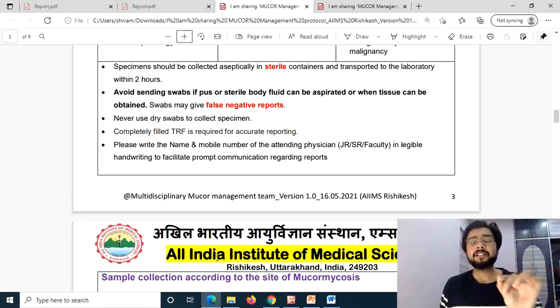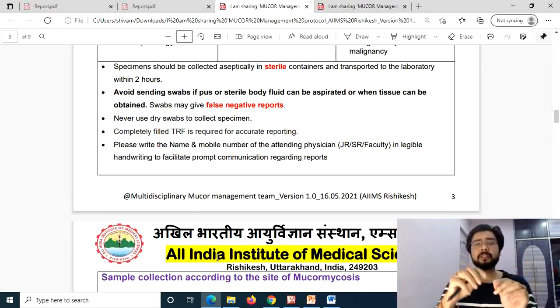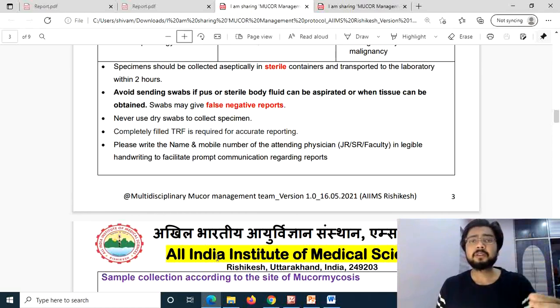Again, very important, if you are taking a swab, you have to remember that your swab should not be a dry swab. Never use a dry swab to collect a specimen. Why? Because if it is dry, the fungus will go into the cotton, and when the microbiologist inoculates for the culture, the fungus might not grow. So you have to dip the swab in normal saline and then take the sample. This is very important. You might get an option in the question: which of the following should not be done? Dry swab should not be used to collect the specimen.